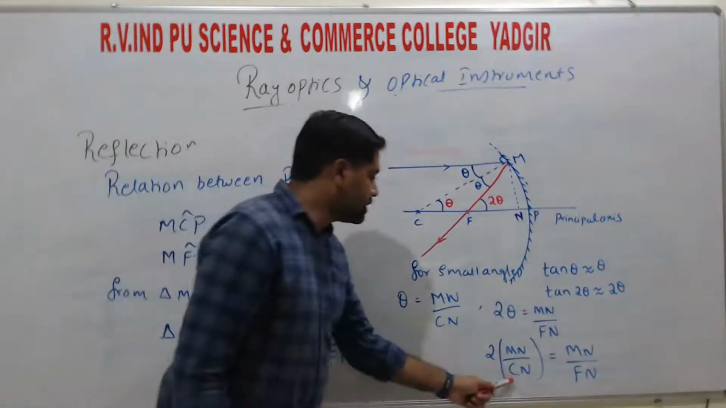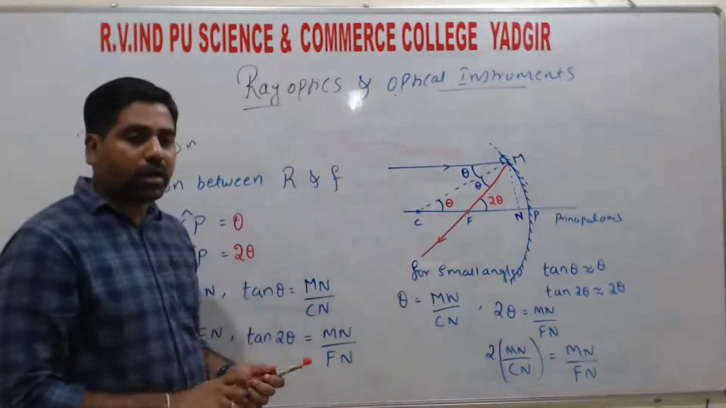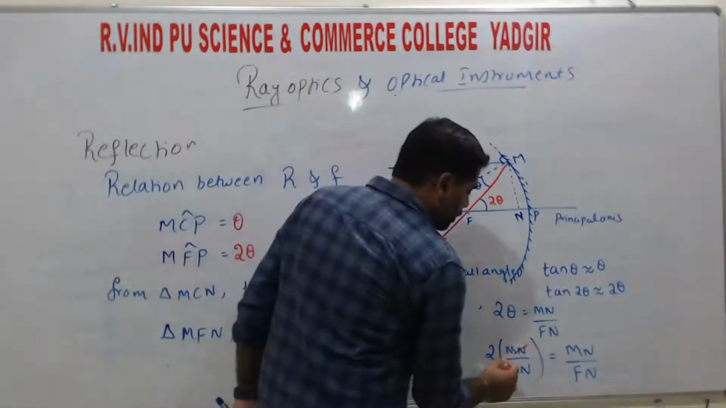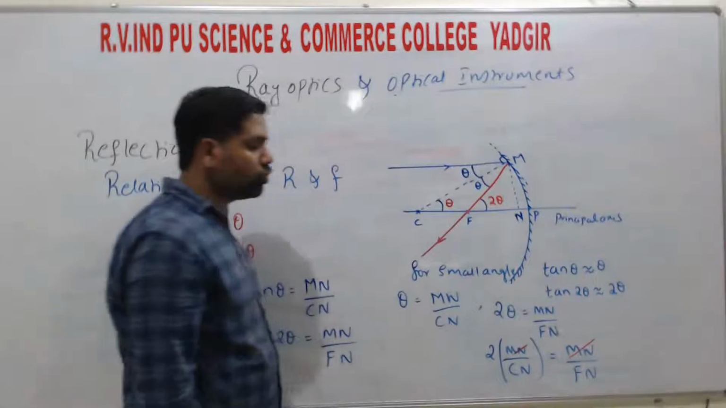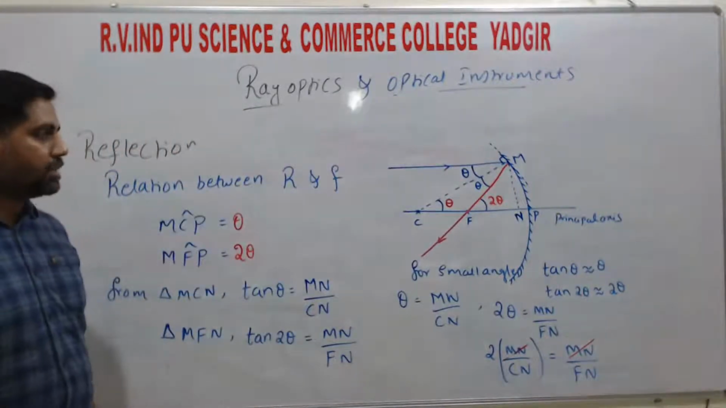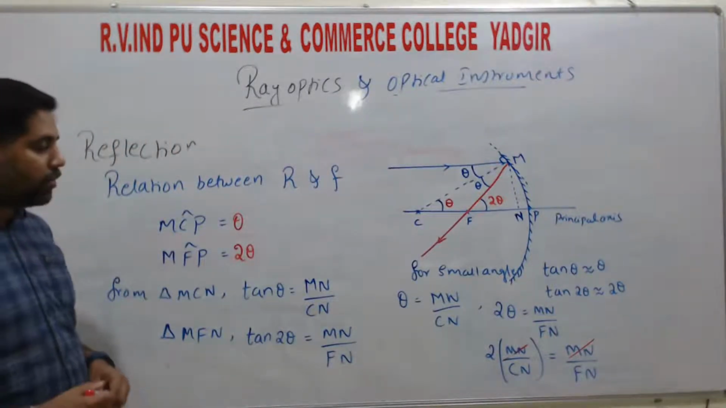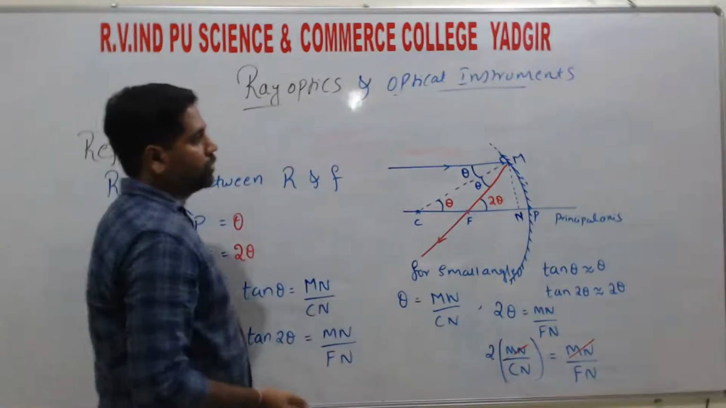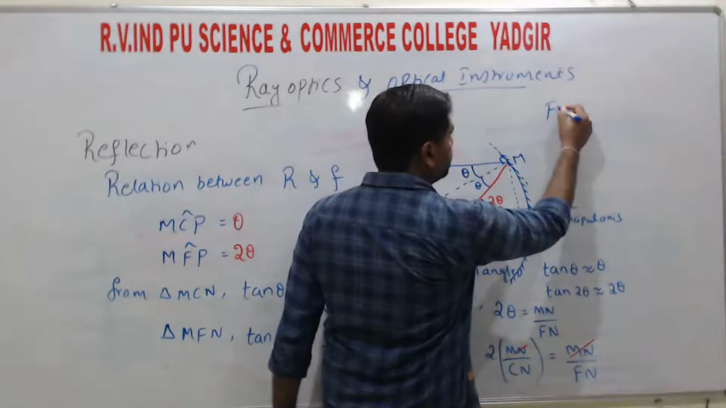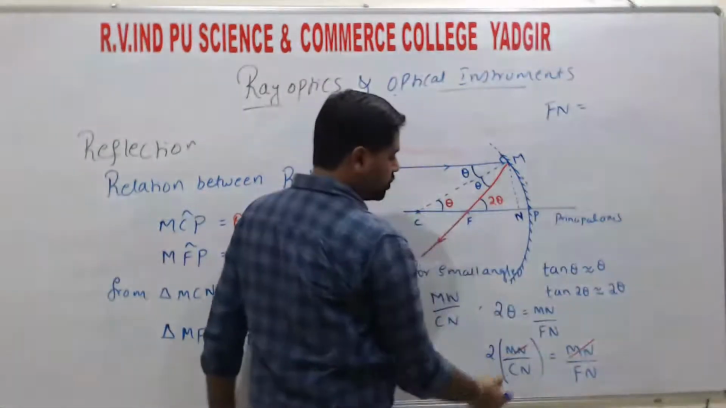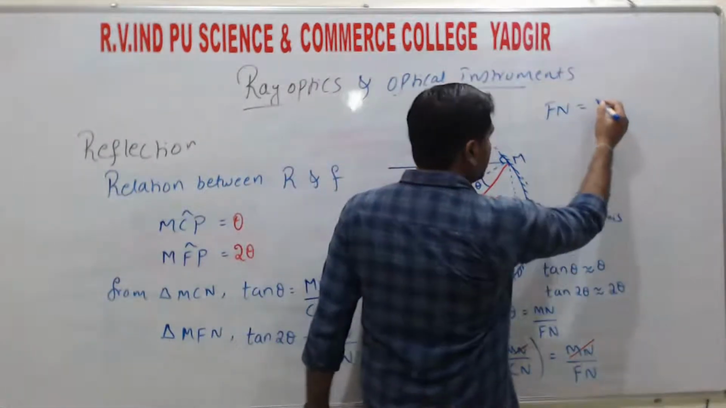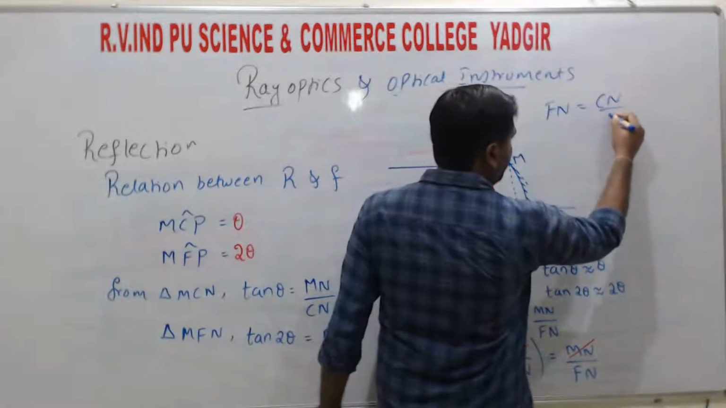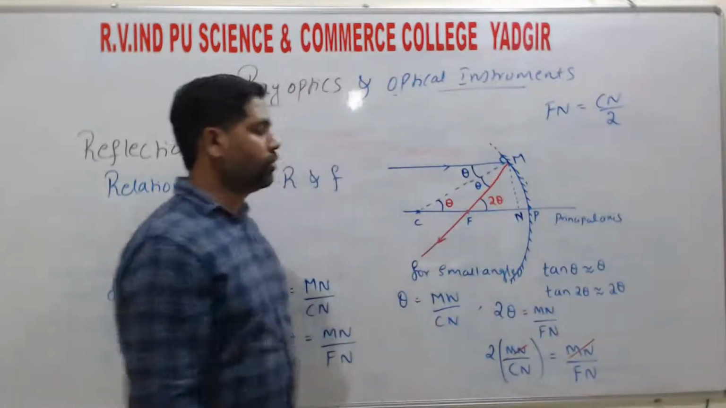Right? So in the LHS and RHS we have a common term. Which term is it? MN, and here we have MN. So those two terms get cancelled. Right? So the remaining is FN, that is FN is equal to CN divided by 2. Right?